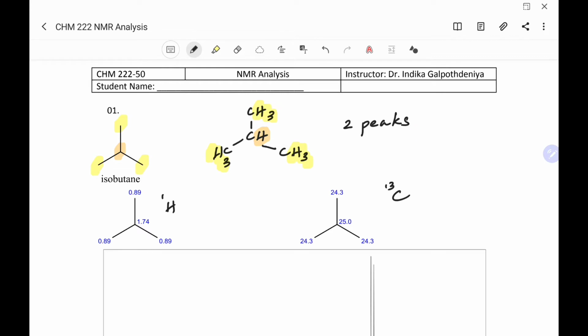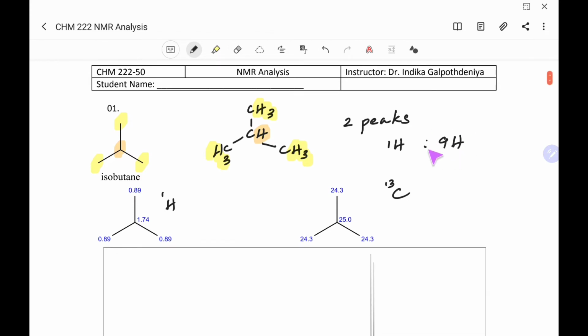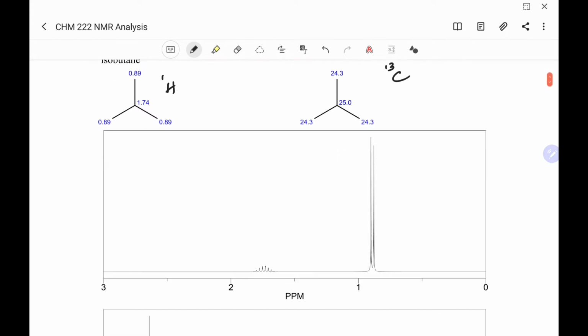And the ratio between the 2 chemically different hydrogens is basically 1 hydrogen to 9 hydrogens. So you should see a very tall peak. The integration should be 9 times greater than the first hydrogen, the peak for CH. All right, so keeping that in mind, let's go and check the NMR spectra. In here, as you can see, there are 2 peaks.